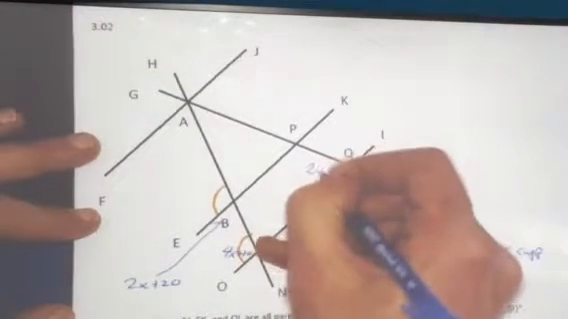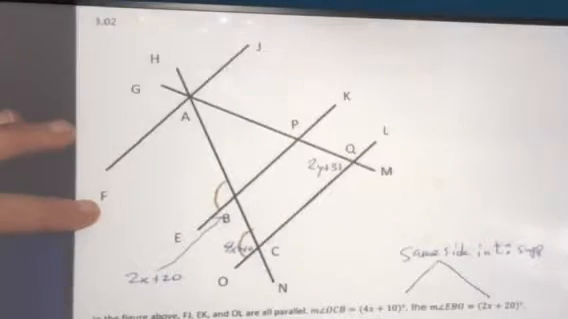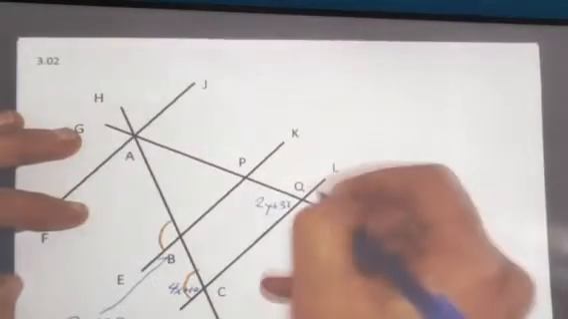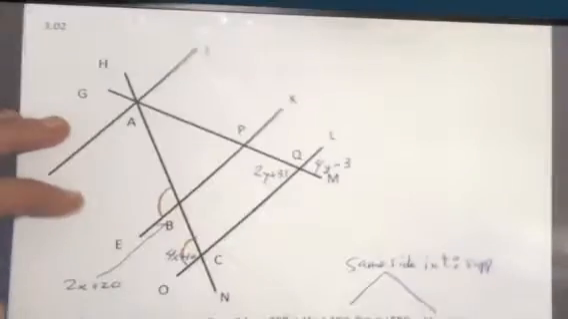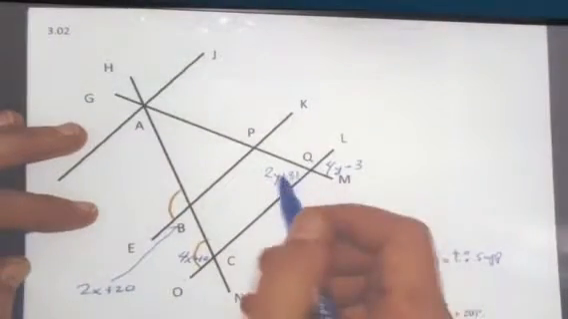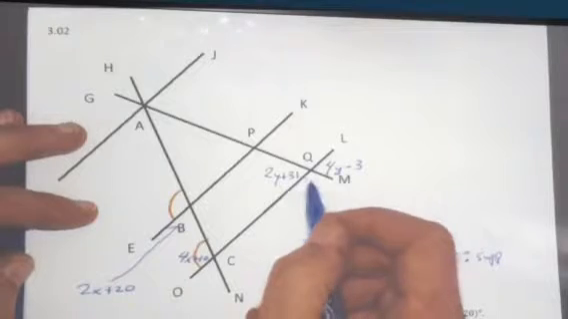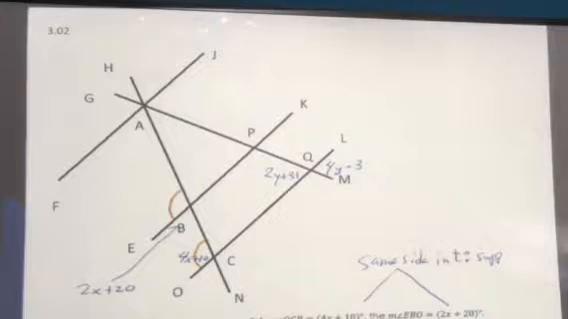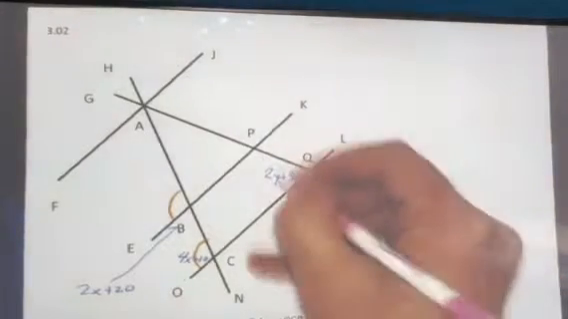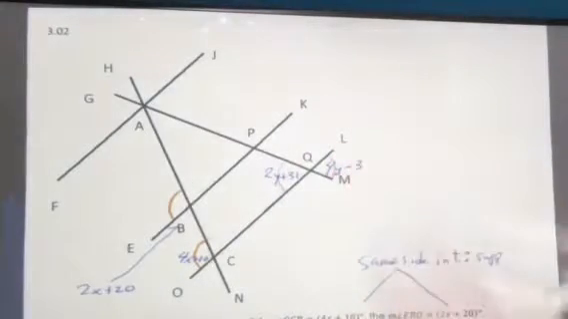Now the next one, measure of PQO, 2y plus 31. And LQM, 4y minus 3. So here we see vertical angles, and vertical angles are congruent. So we won't say that they add to equal 180. They're congruent, which means they're the same, which means they're equal to each other.